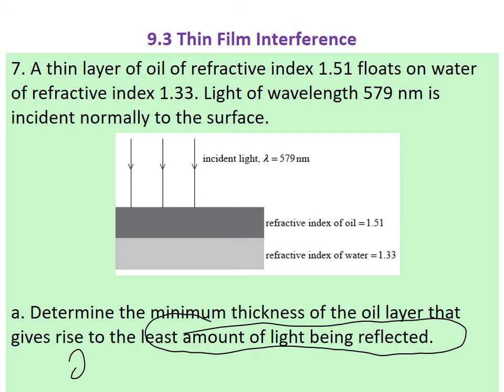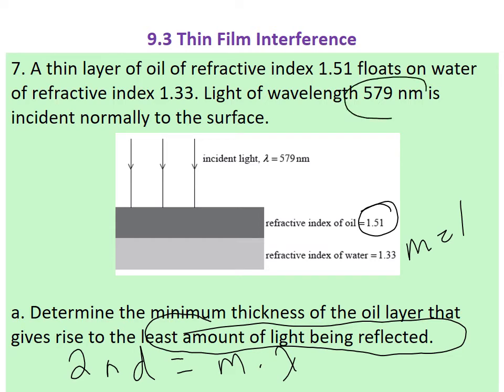So we'll use the equation 2nd equals m times lambda, and I will just assume we're at the first minimum. So m equals 1. 1.5 is the refractive index. Lambda is 5.79 e negative 7, and that's it. And so you're then solving for the unknown d, lowercase d. Not bad. Follow me for part B.